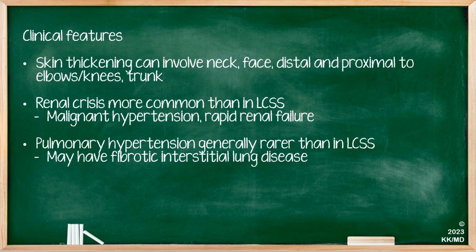In terms of the clinical features, you would be suspecting this syndrome in somebody who presents with skin thickening, which frequently involves the neck, face, areas distal or proximal to the elbows, knees and trunk. It can sometimes manifest as a renal crisis, which is certainly more common than in the limited form, and you will see this, especially in MCQ questions, in a patient presenting with malignant hypertension and rapidly worsening renal failure. And like many other connective tissue diseases, pulmonary hypertension is one of the biggest killers in the syndrome. However, it is important to note that its frequency is less than in limited cutaneous systemic sclerosis. And in some cases, it could lead to fibrotic interstitial lung disease.